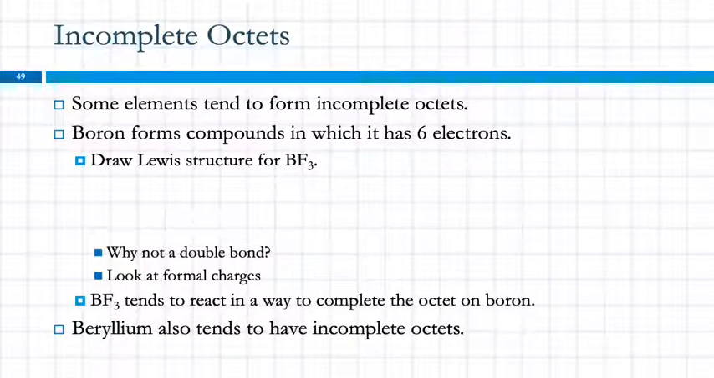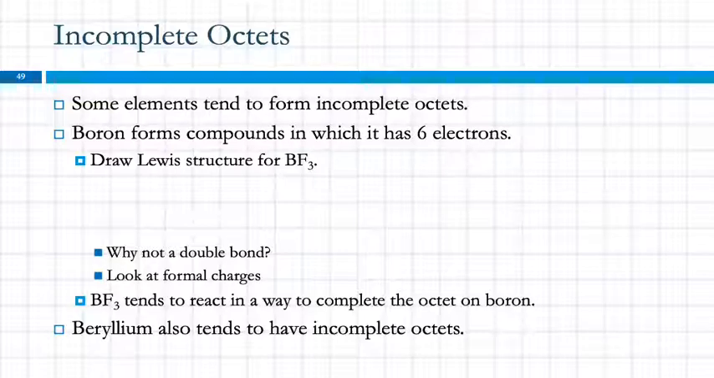Of course, that's not the only kind of exception. There's actually 3 exceptions. So odd number of electrons, and then we have incomplete octets. Some elements tend to form incomplete octets, right? We've already talked about hydrogen, but hydrogen has its own rule, the duet rule. These are guys that we think should have an octet, but they don't.